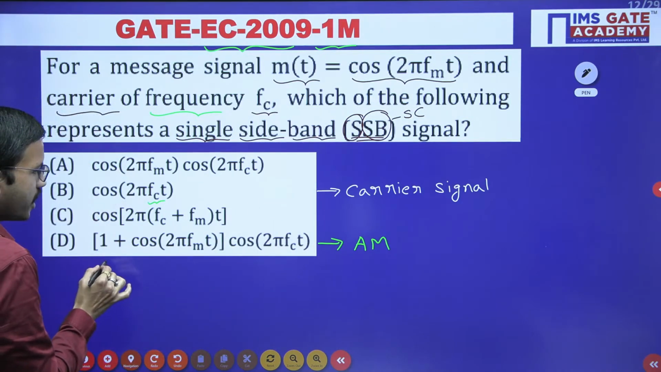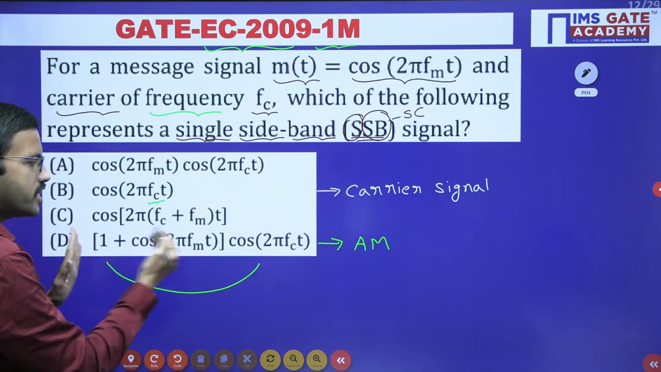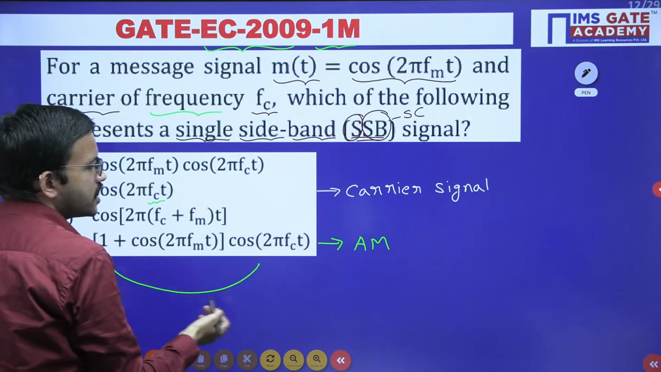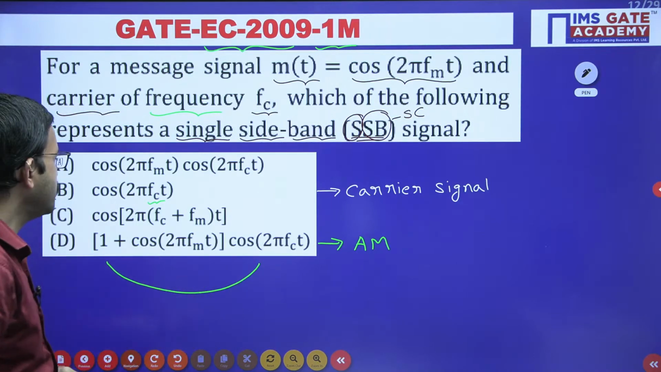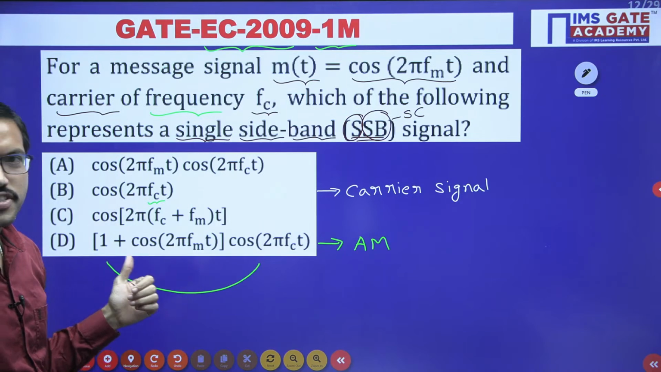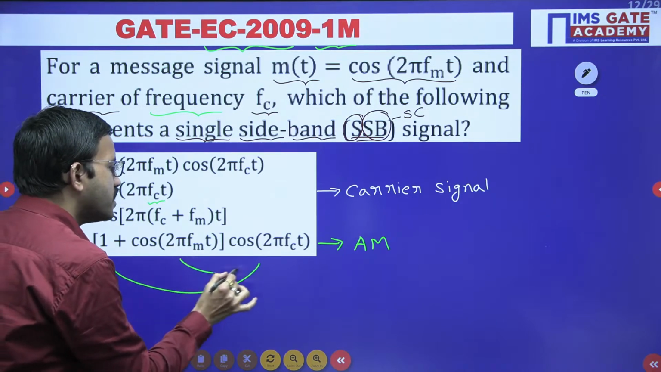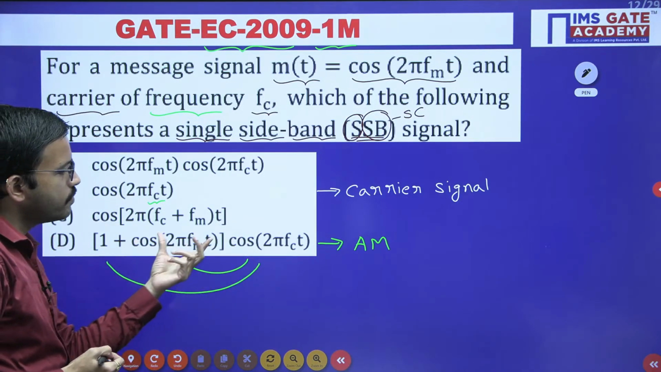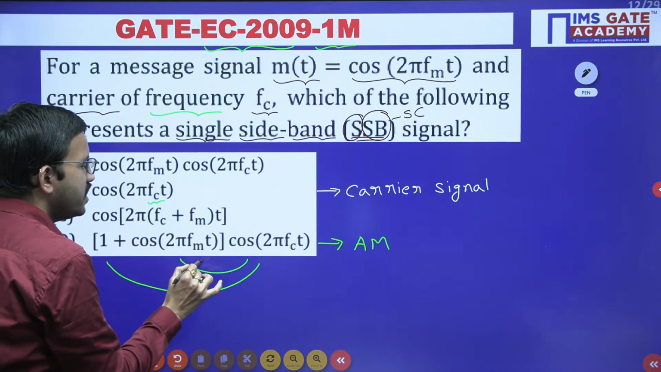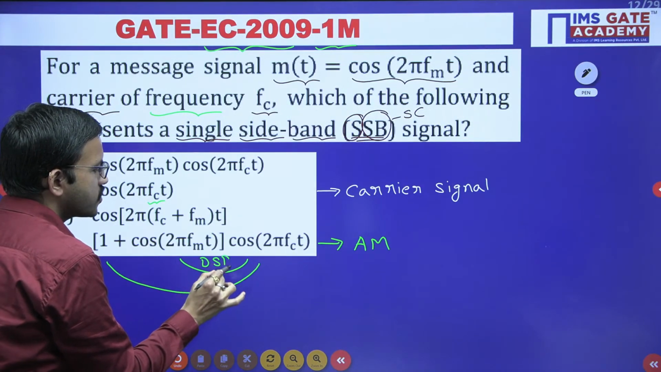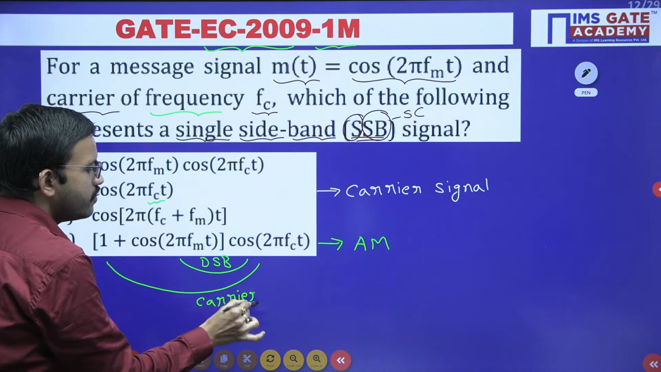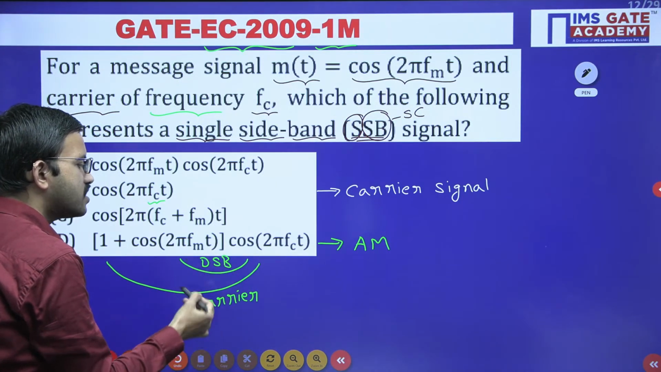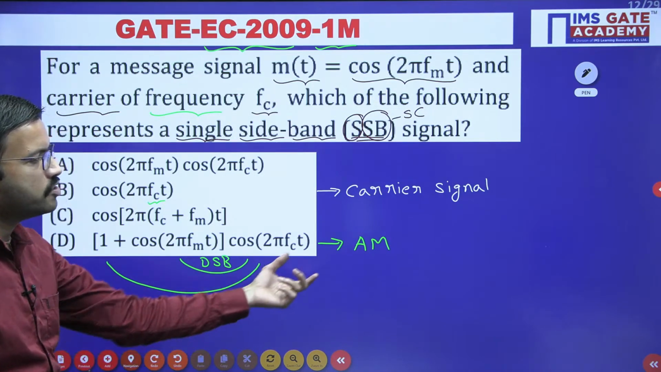If you carefully observe, you can split 1 into cos 2 pi fc t. From there you get the carrier component. Yes, very good Naveen. And when you multiply the other two, you get cos 2 pi fm t into cos 2 pi fc t, from which you get both the sidebands. Whenever you have both the sidebands along with the carrier, that is nothing but AM.